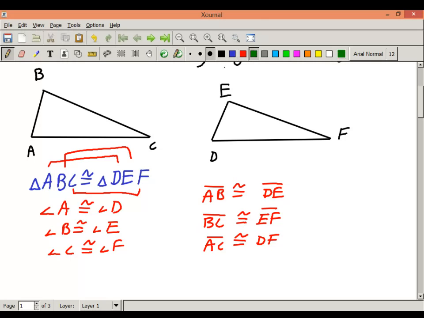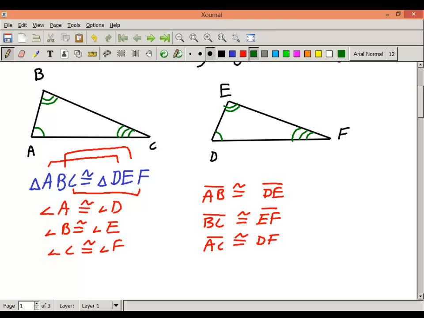So we can mark those off here. We can say that angle A is congruent to angle D, so I'll use one arc for that. Angle B, I'll use a double arc. That is congruent to angle E, so I'll use a double arc for that. And angle C is congruent to angle F. I'll use a triple arc to show that those angles are congruent.